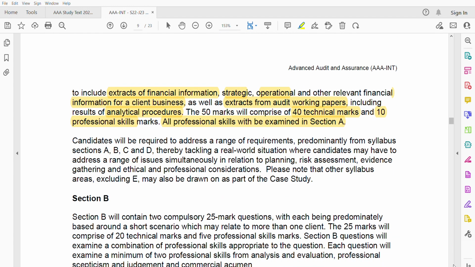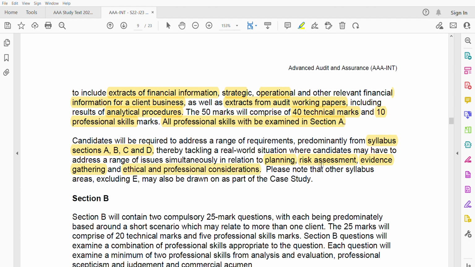Which syllabus areas are they targeting in section A? Syllabus A, B, C, D. The first four sections. There are six or seven sections in total, I think, till section G. The first four sections, A to D, will be tested in the 50 marks question. It's like planning. These are the things a student needs to do there: planning, risk assessment, evidence gathering, ethical and professional considerations. This will come in your section A.